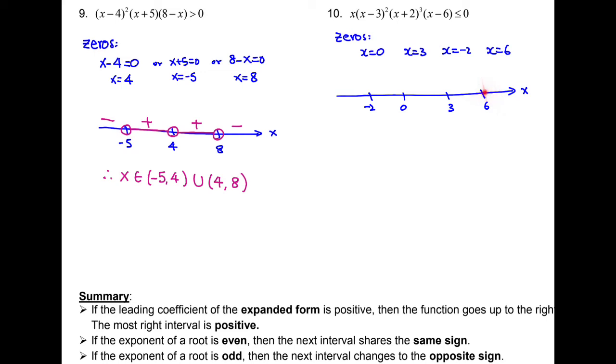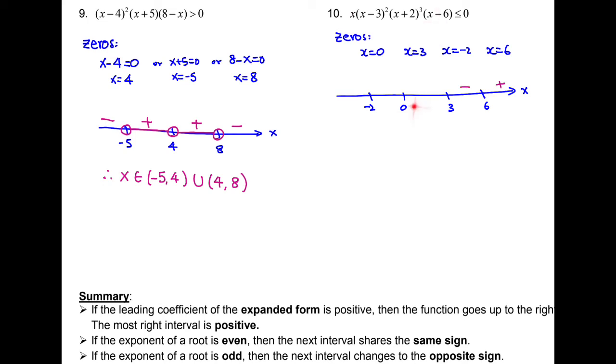So we're going to use 10 for the most right-hand side interval. Substitute into the function, we get positive, positive, positive, positive. The outcome will be positive. Next, we're going to choose 4 as our x value. Put it into the function here. We get positive, positive, positive, and negative. So the outcome will be negative.